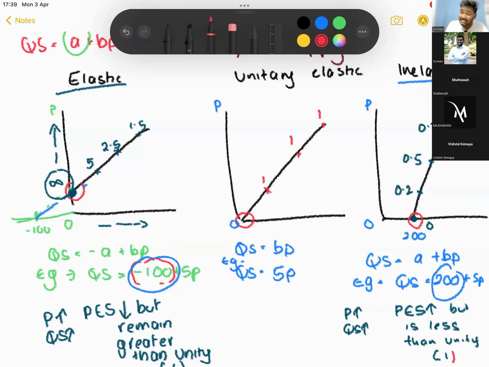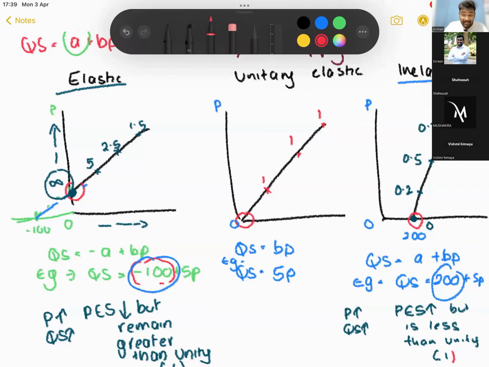So for the elastic supply curve, at this point it is infinity. So when you're going upwards, the value will decrease, but it will still be more than 1, because elastic means more than 1, guys. So it will be more than 1, but it will decrease. In my theory class, I think we did calculations and I explained how that happens. Okay. So yes, you can take screenshots, guys, no problem at all.